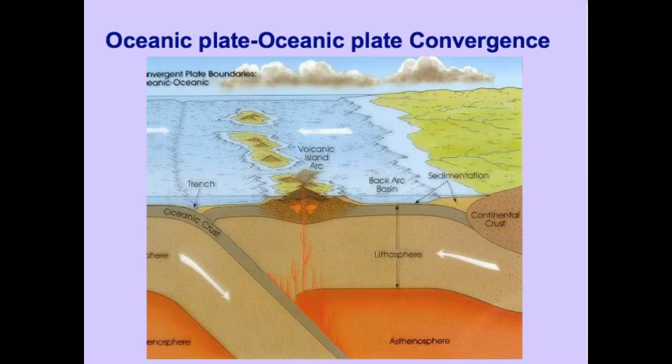Here, one plate will sink beneath the other, forming a subduction zone and trench. The heat melts this crust, providing a source of magma. The magma rises up through fractures in the second plate, forming volcanoes. When these volcanoes rise above the waves, you have an arc of volcanic islands, a volcanic island arc. An example are the Aleutian Islands.